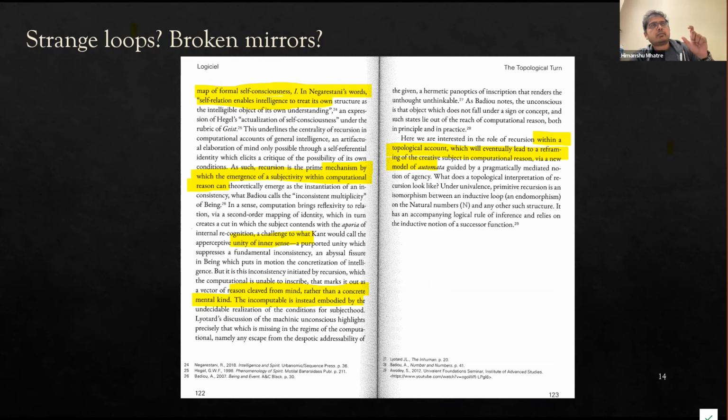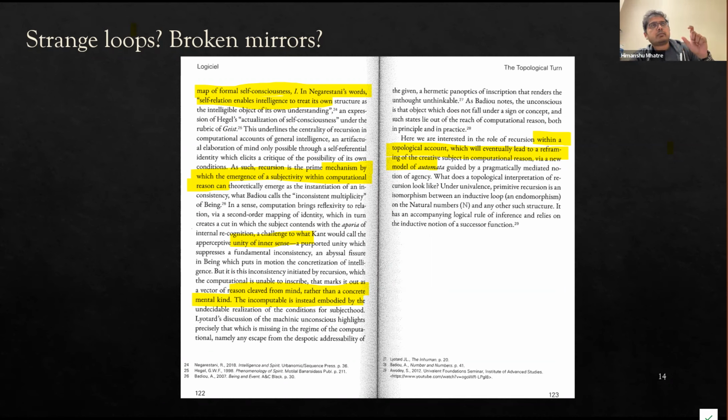Yeah, so this is definitely a kind of hallucination in the middle, just in terms of the way it's written. But I kind of get it. I find it funny almost now. "Lyotard's discussion of the machinic unconscious highlights precisely that which is missing in the regime of organizational, namely any escape from the despotic addressability of the given." That's what I was talking about, the myth of the given. "A hermetic panoptics of inscription that renders the unthought unthinkable." He should be a poet, because you should read this more like a poet.